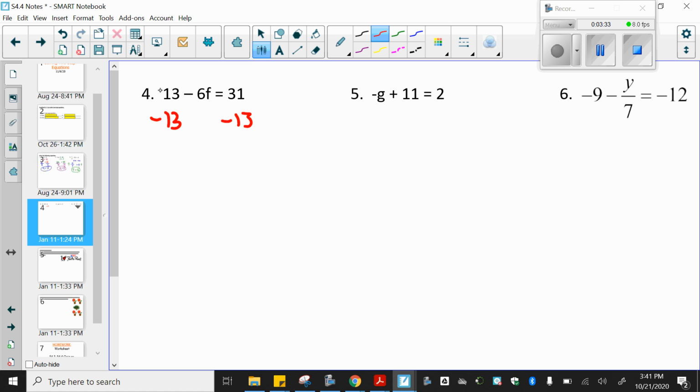Right? I'm picking subtract because there's no sign in front of the 13, which means I think of it as positive. Let's bring it down. That makes 0. Negative 6f on this side. The equal sign comes down. 31. Take away 13. It's going to give me 18.